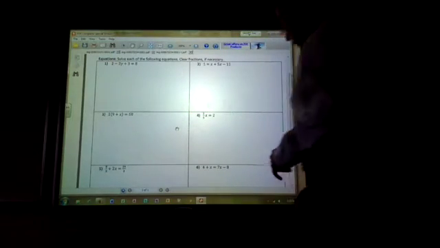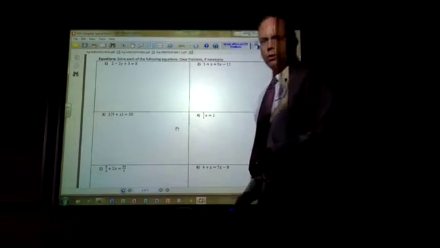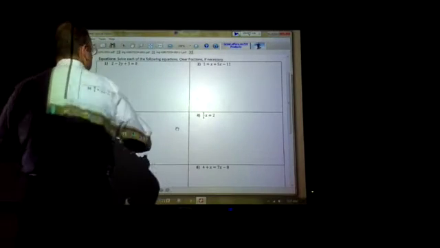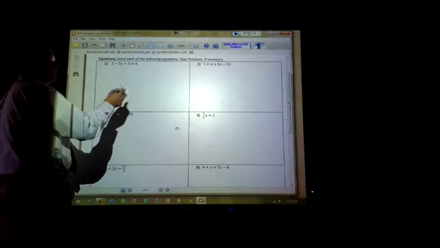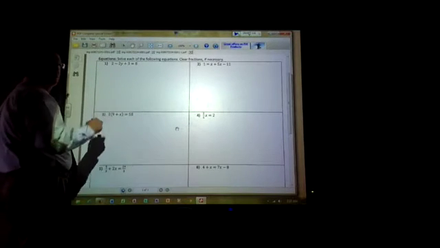Hi everybody, this is the review for tomorrow's quiz. So go ahead and you can work on these worksheets and then go through these. First off, we want to solve these equations and clear any fractions if necessary.